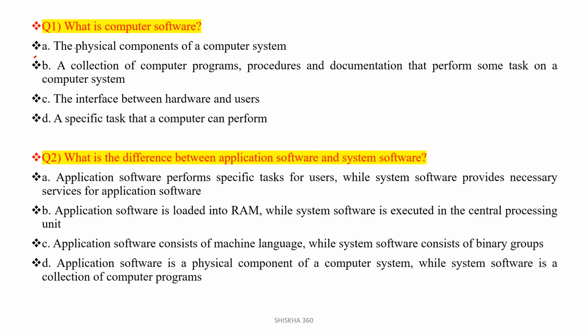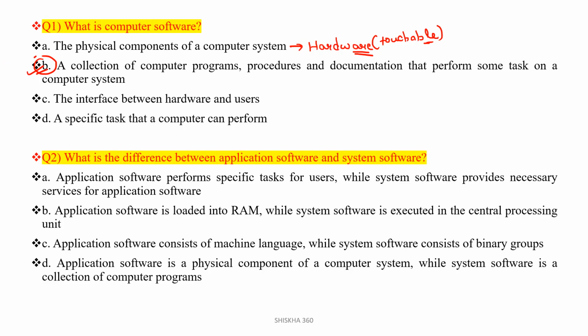Option A, the physical components, is known as the hardware, which is touchable. So what is a computer software? Option B is the correct answer. That is, it is a collection of computer programs, procedures, and documentation that perform some specific task on a computer system.